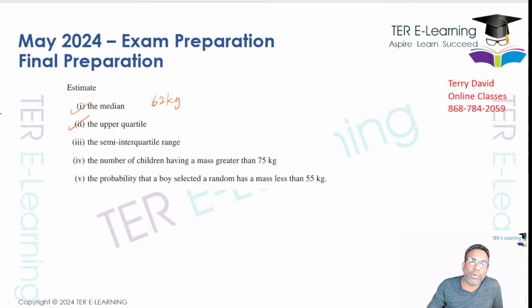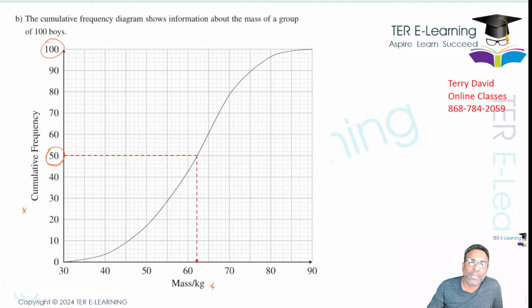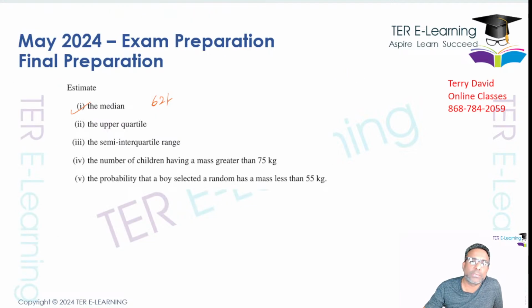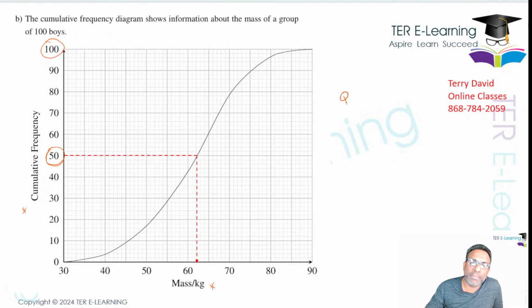Next thing we want here, we want to get the upper quartile. So your upper quartile is what we call our Q3. What I just worked out there was the median. The median is called Q2. The upper quartile is what we call our Q3 value.